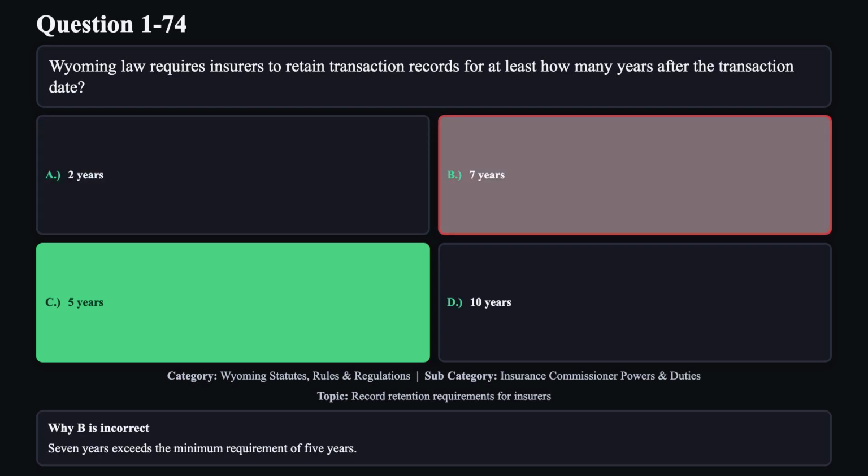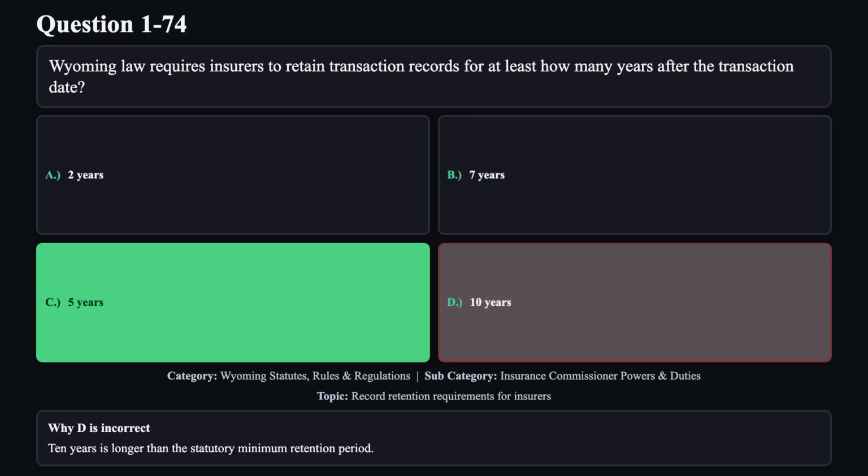Reason B is not correct. 7 years exceeds the minimum requirement of 5 years. Reason D is not correct. 10 years is longer than the statutory minimum retention period.